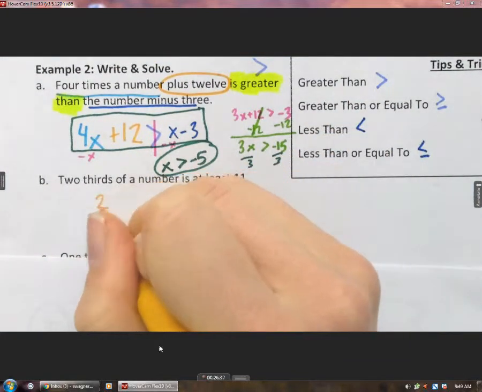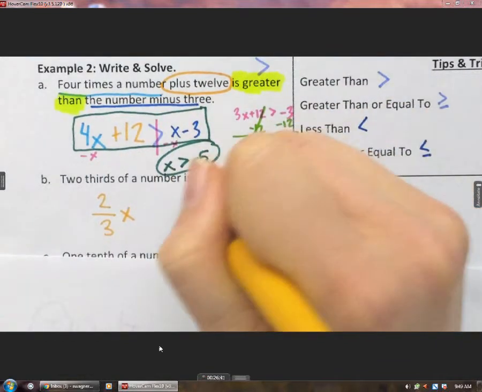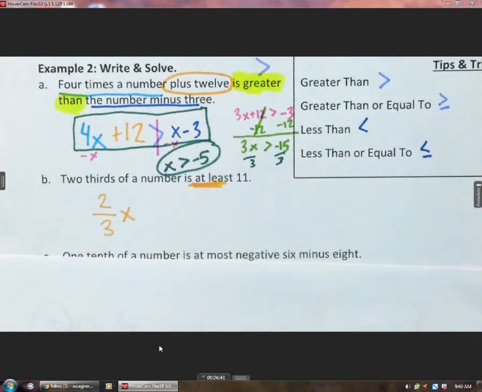All right, 2/3 of a number. 2/3 of a number, that's 2/3 x, is at least, so which one am I going to write?